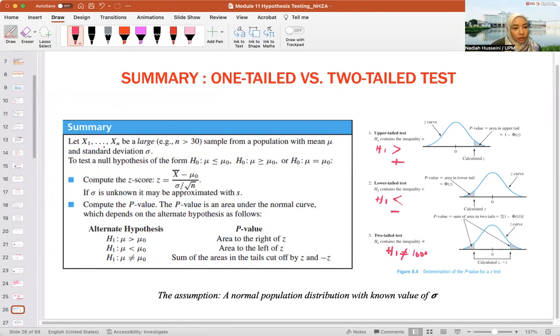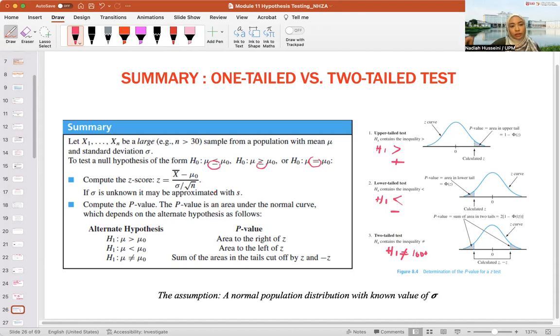So let x1 up to xn be a large sample, more than 30, from a population with mean of mu and standard deviation. To test a null hypothesis of this form, where you always have this equality sign, compute the z-score. If your standard deviation is unknown, it may be approximated with the sample standard deviation. Compute the p-value. The p-value is the area under the normal curve, which depends on the alternate hypothesis as follows. Again, the sign tells you which area you should look at, which tells you your p-value.